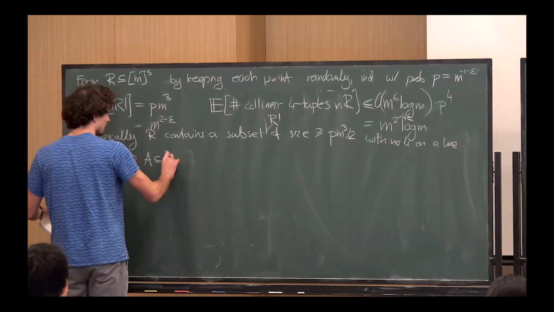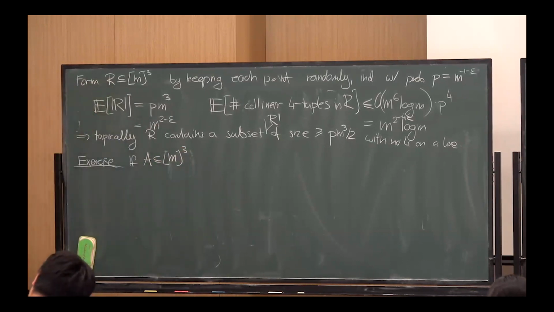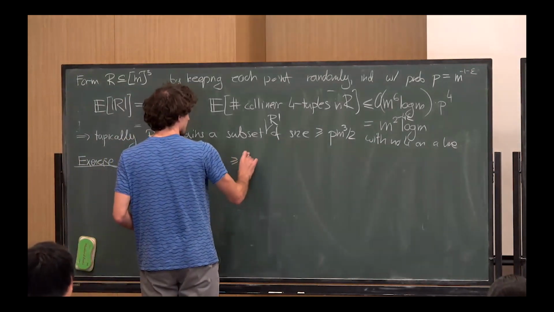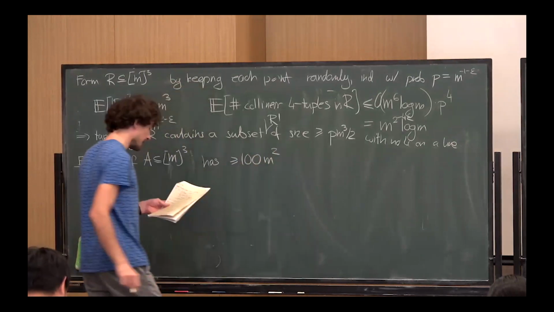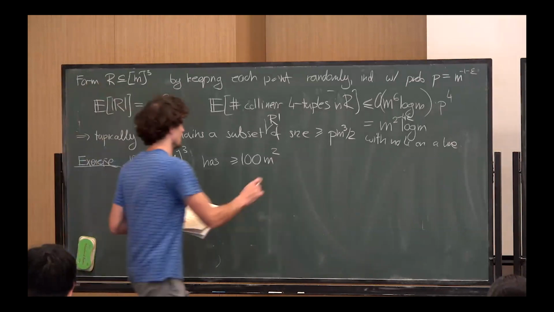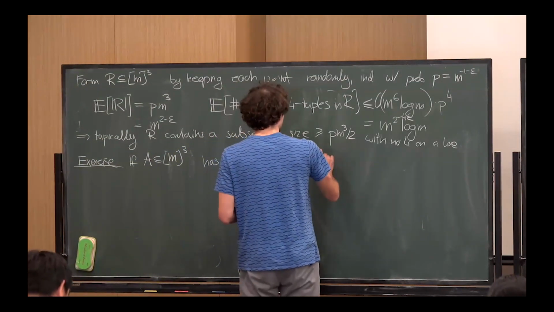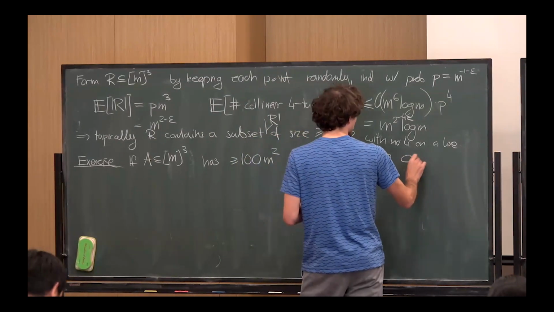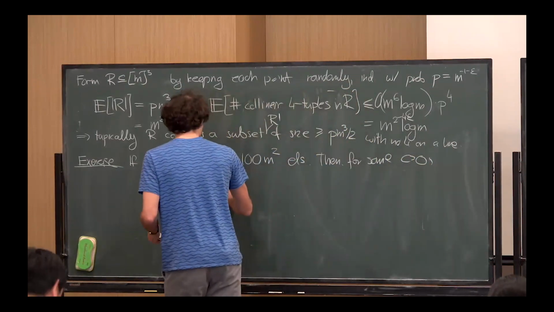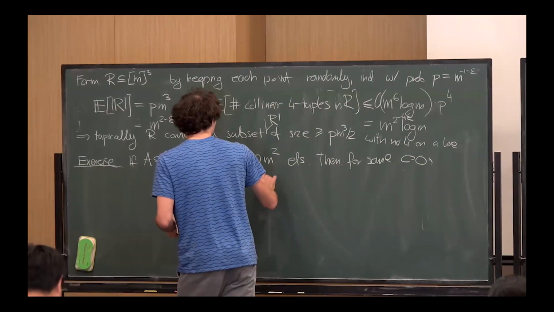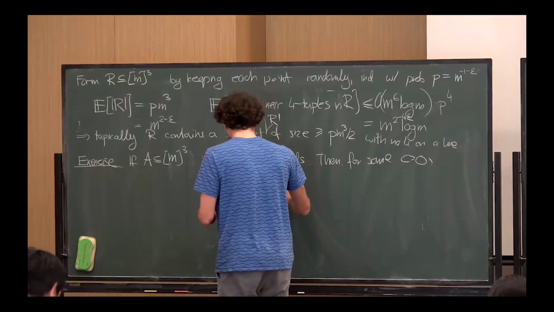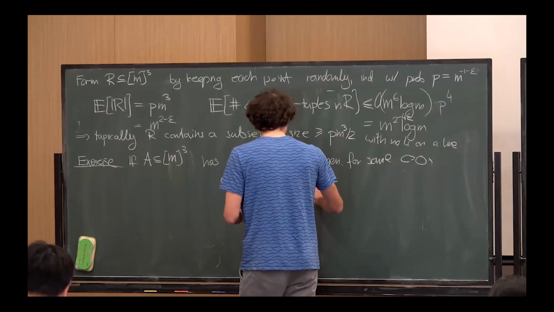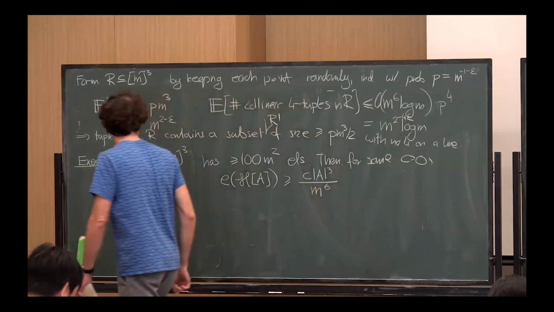Suppose that you're given a subset of the grid of size at least 100 times n squared elements. And the conclusion is that for some absolute constant C, the number of collinear triples that you will find there is at least C times A cubed over M to the six.